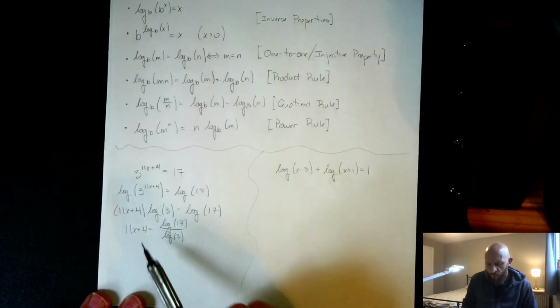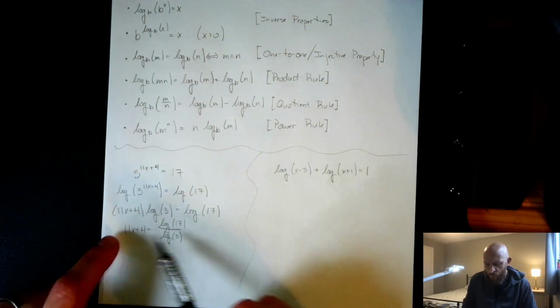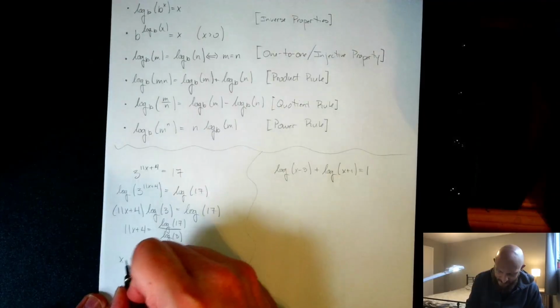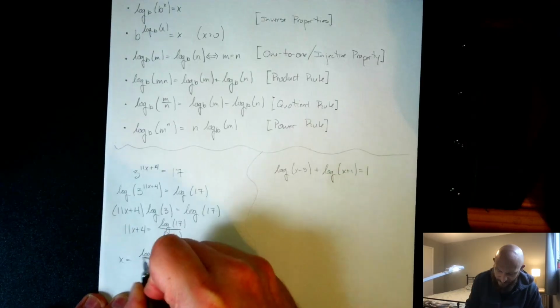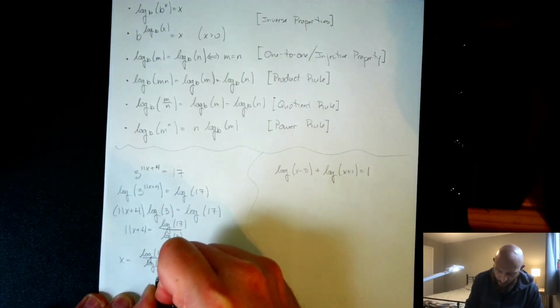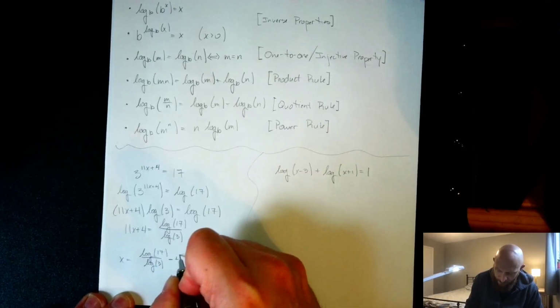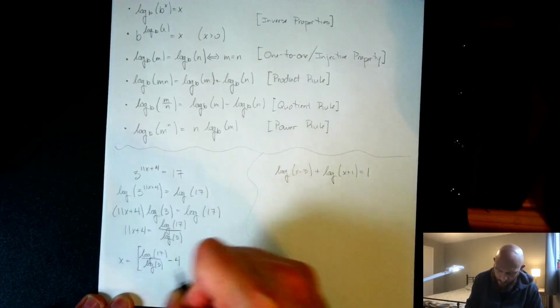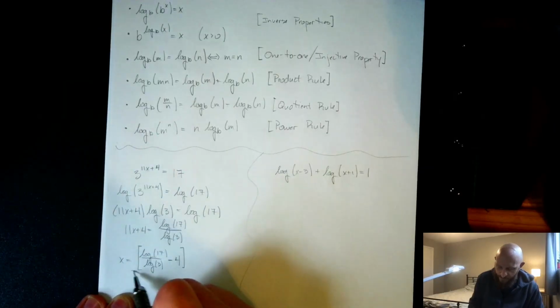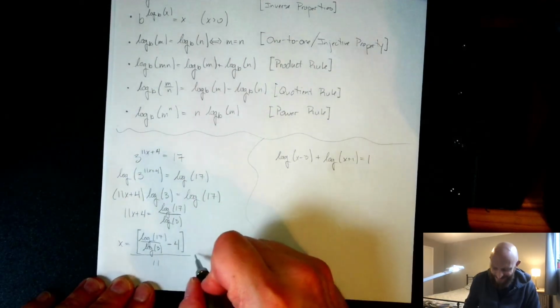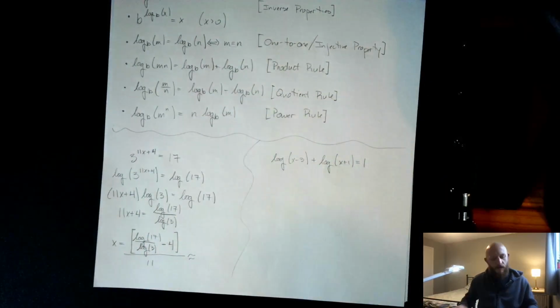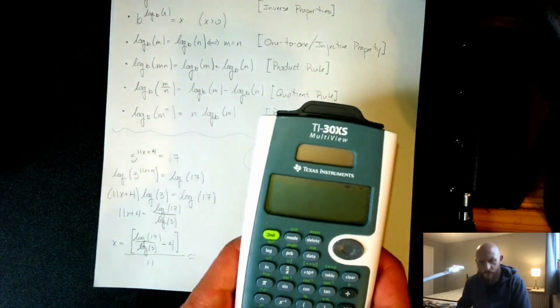And then just solve for x. So it's going to be subtracting 4, dividing by 11. So x is going to be log of 17 over log of 3 minus 4, all of that over 11. Yeah, it's a really weird way of writing that. That's the precise answer. Let's see what it comes out to.